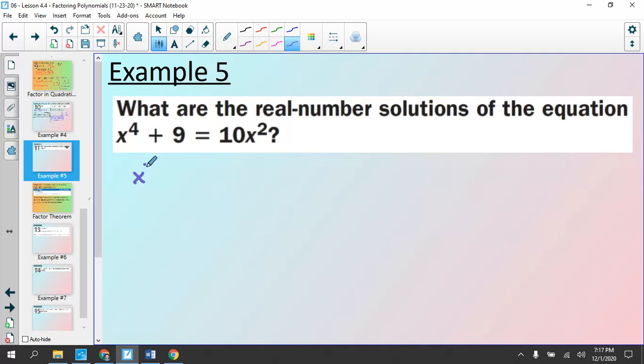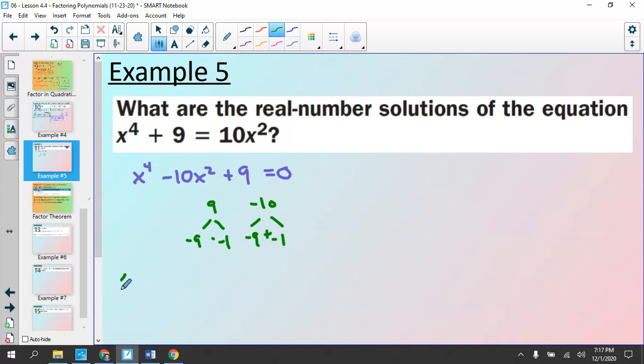So x to the 4th, I'm going to bring this over, minus 10x squared plus 9 is equal to 0. All right. How do I solve that? I can't use the quadratic formula because this isn't second degree. So I'm saying, let's factor this. It's a 3-termer, so I'm thinking traditional. I'm looking for two numbers that multiply to 9 that add up to -10. Let's see. -9 and -1.